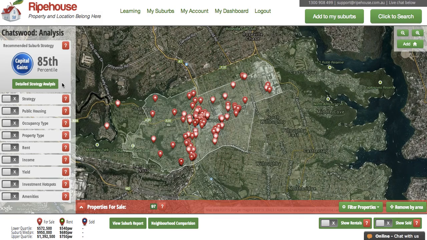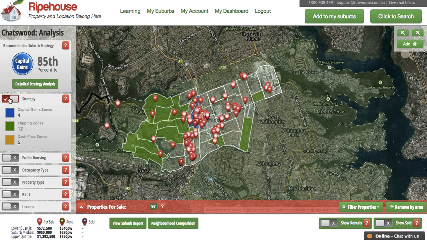First way we can do that, very quickly and easily, is selecting the strategy toggle over here. That's going to display overlays on the map. The green overlays, there's 12 areas on the map, are the areas most relevant for flipping. The blue areas are the areas most relevant for capital growth. Two very different things. For flipping, we're looking for owner-occupiers. For capital growth, we're looking for high percentages of renters with higher than average rent and incomes per week. So there's only 5 areas that satisfy that.